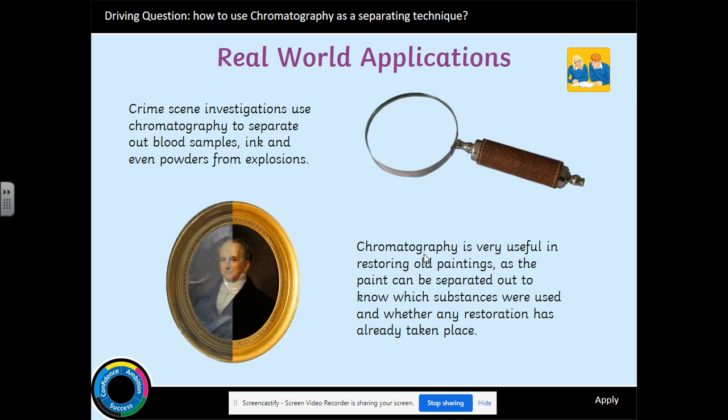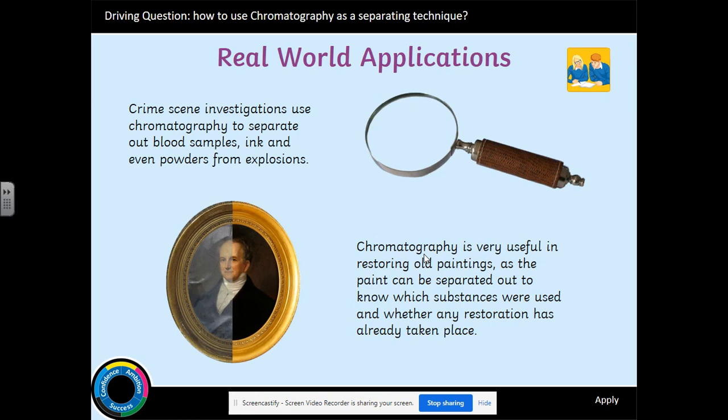Right. Crime scene investigations use chromatography to separate blood samples, ink, and even powders from explosions. Well, yes, so they can find you from your blood, from the ink, or even from the powder that was used. Chromatography is very useful in restoring old paintings, as the paints can be separated out to know which substances were used and whether any restoration has already taken place. This is how they can identify if a painting is fake or not. Yes, by looking at the ink.